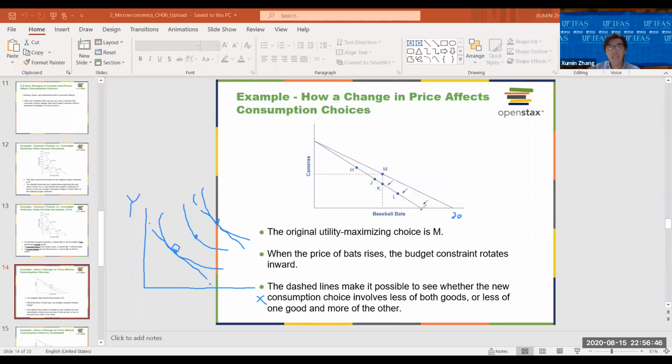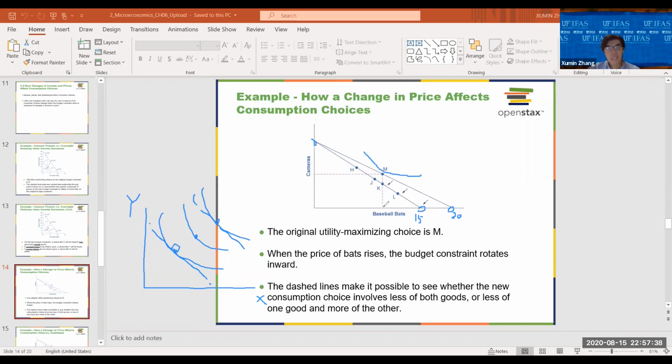But in this case, because the price increased, if I spend all my money on the bat, I can only buy 15, right? The bat's price increased. But if I spend all my money on the camera, it doesn't change, right? It just stays the same. So I don't need to change this. And then you see that if the price of the baseball bats rises, this rotates inwards. That's the idea. Very likely we have, although we don't draw this indifference curve, all right?